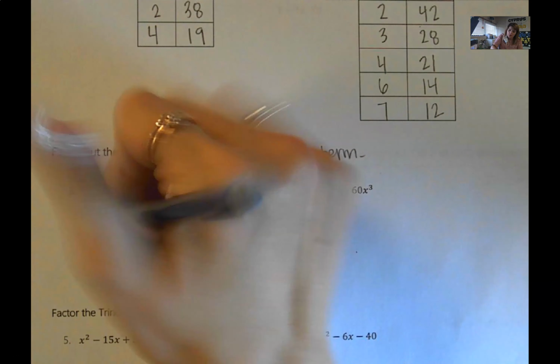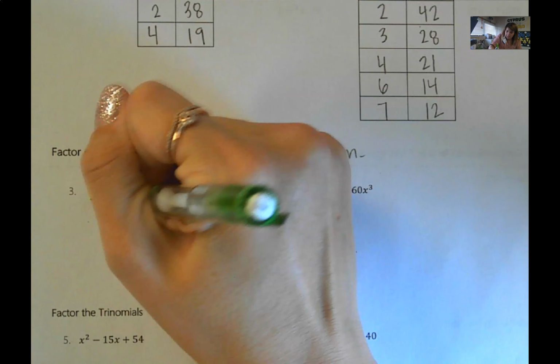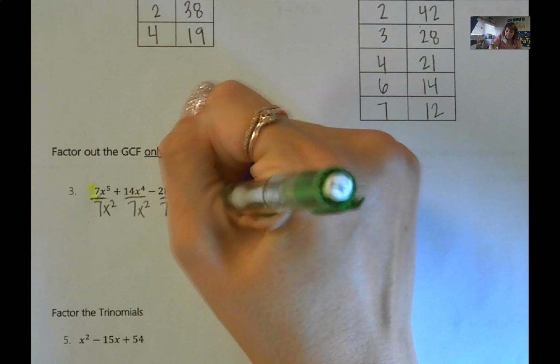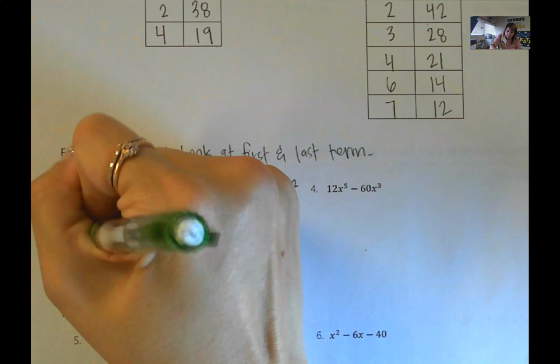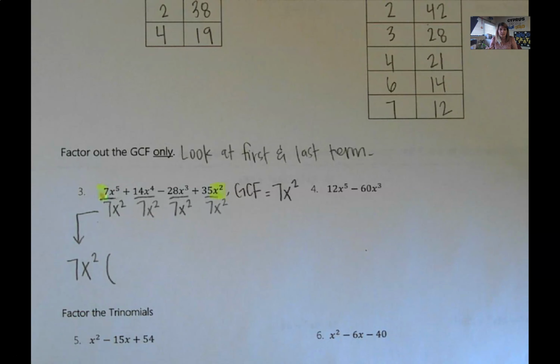So we are going to divide each term by 7x squared. Why? Because that's the GCF that I'm taking out. I make sure to write this GCF as part of my answer. If you leave that off, you won't get full credit.